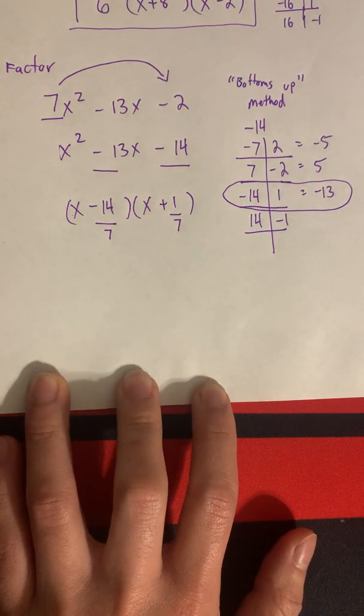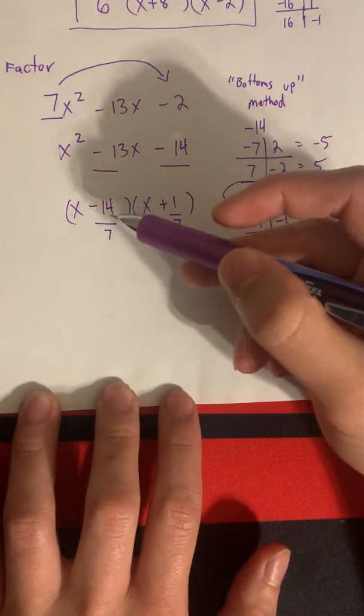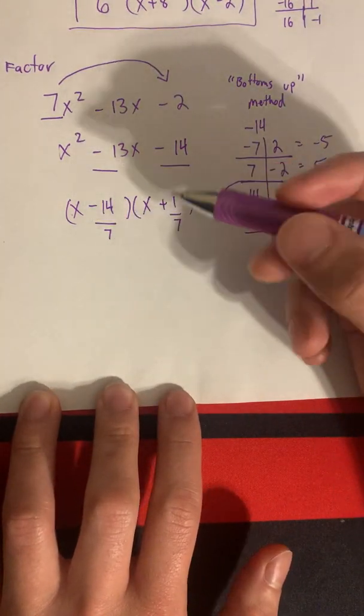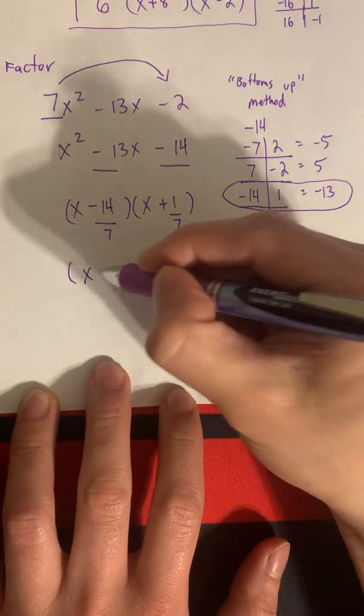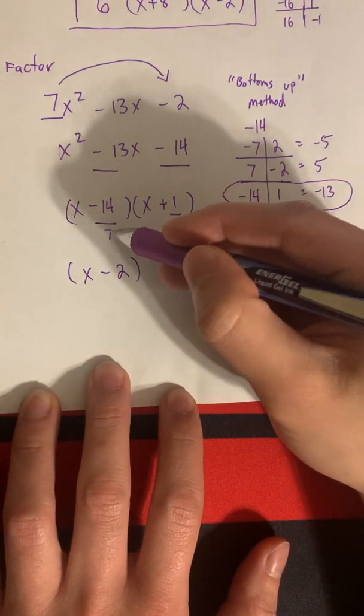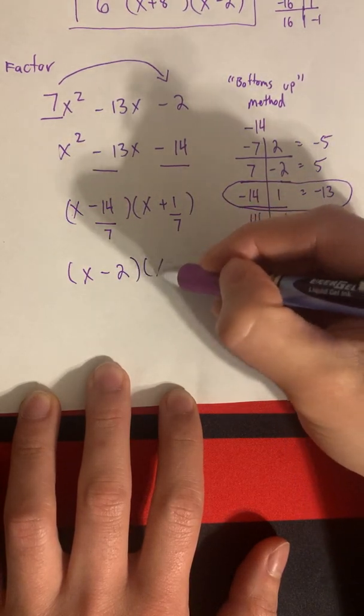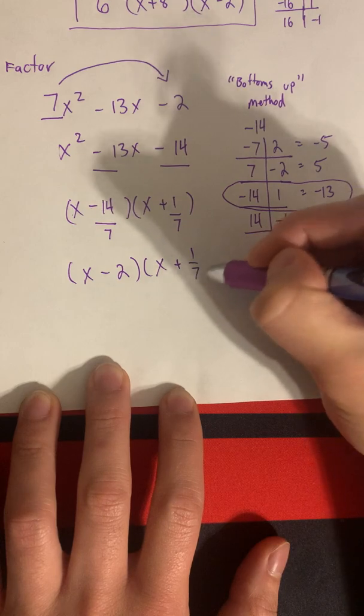All right, so after we do that, we want to reduce the fractions if possible. So here, 14 over 7, we can reduce that. That becomes x minus 2, right? 14 divided by 7 is 2. And then here, we have x plus 1 over 7.